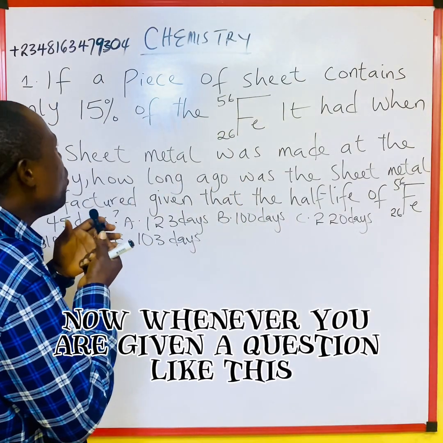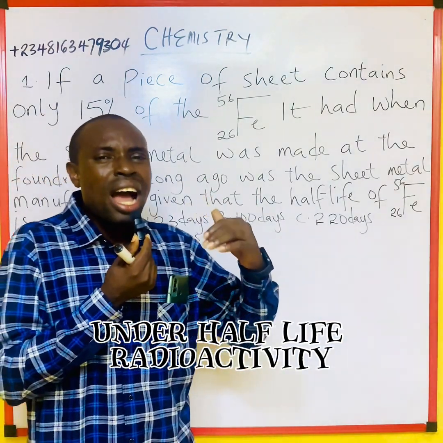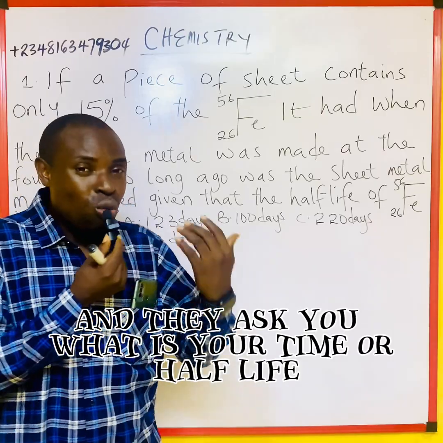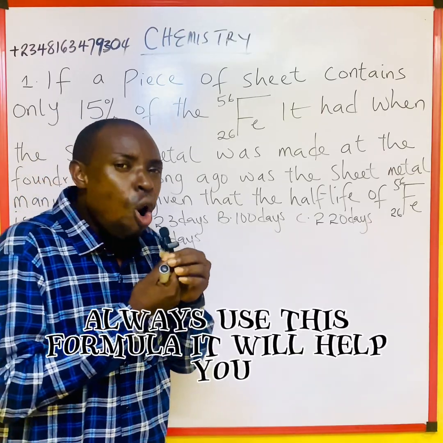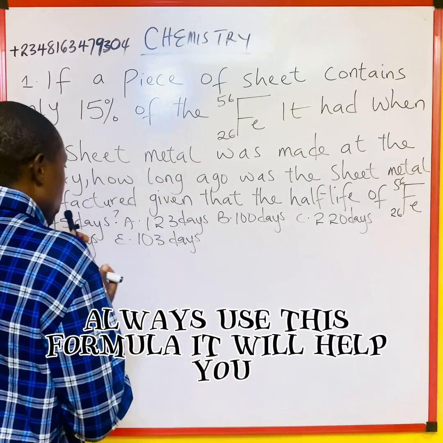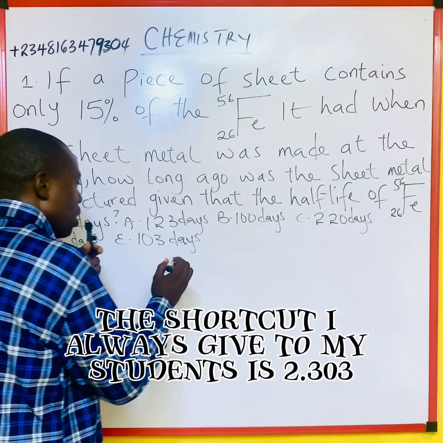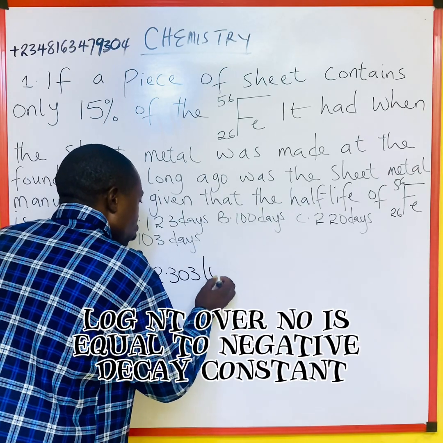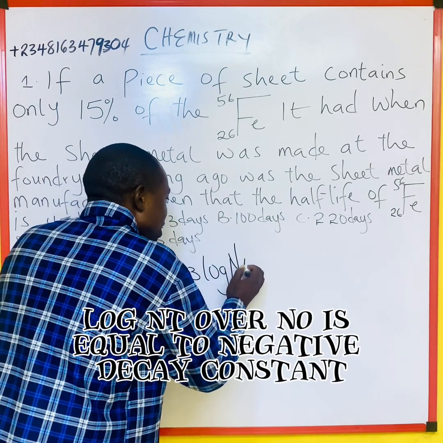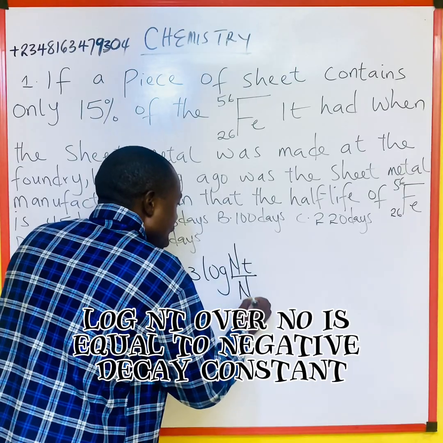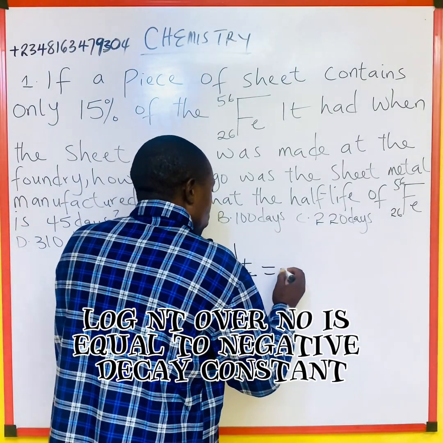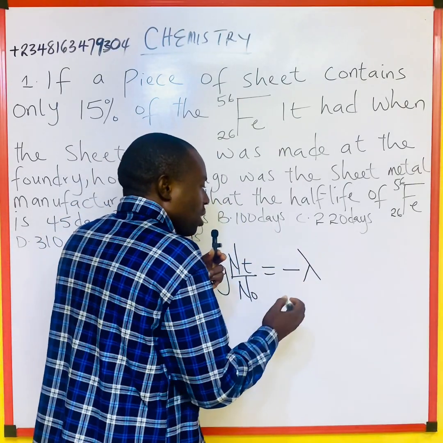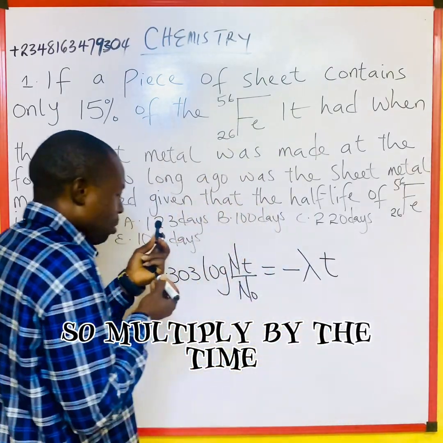Now, whenever you are given a question like this under half-life, radioactivity, nuclear chemistry, and they ask you what is your time or half-life, always use this formula. It will help you. The shortcut I always give to my students is 2.303 log Nt over N naught is equal to negative decay constant multiplied by the time.